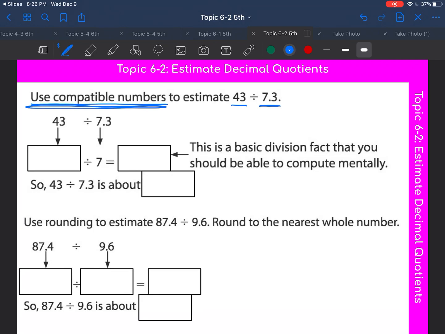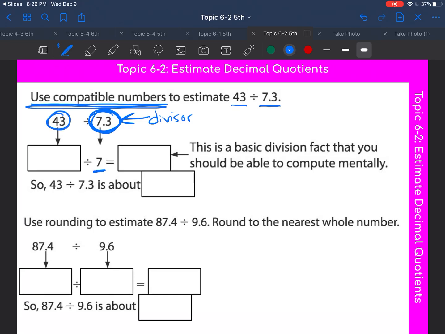So just like we did when we did just estimating whole numbers, you start first with the divisor. All right, so 7 3/10. You want to round that to the nearest whole number. All right, so think of it like $7.30. The nearest dollar would be 7. So we make that a 7.